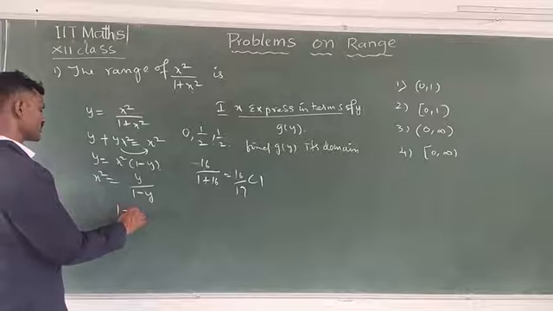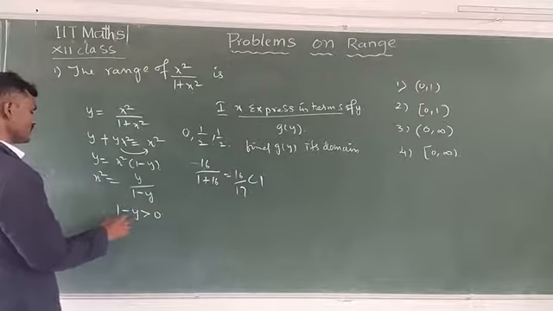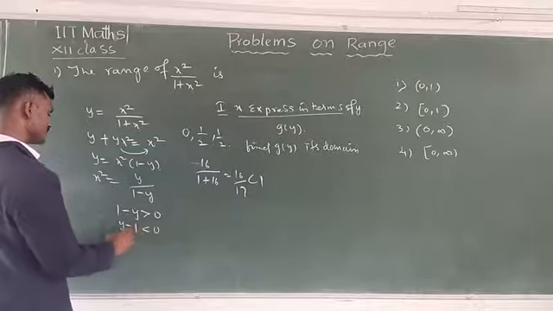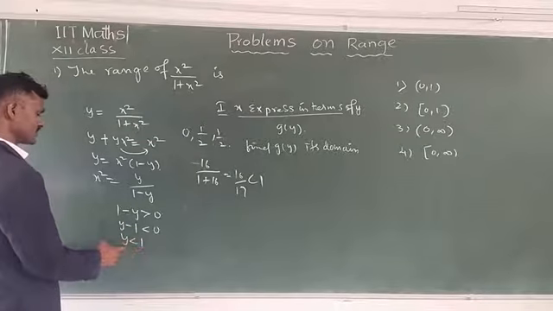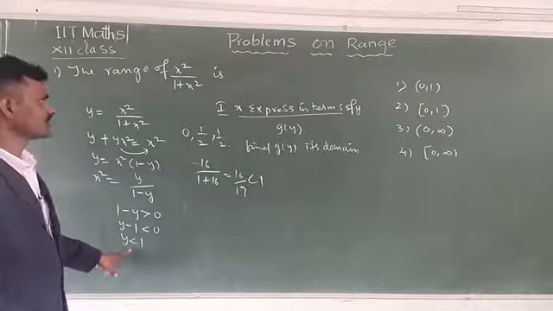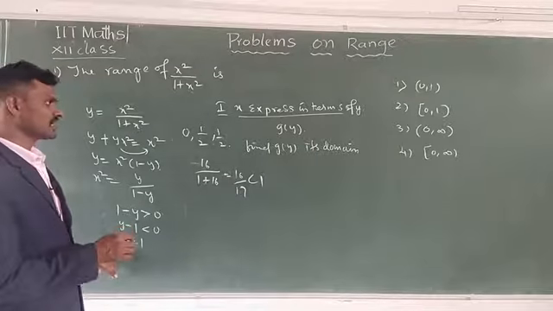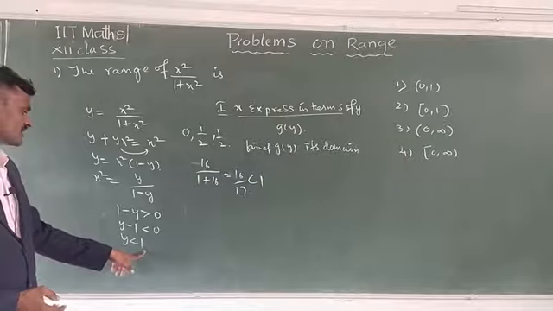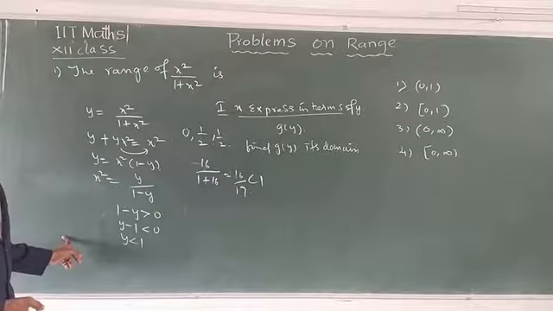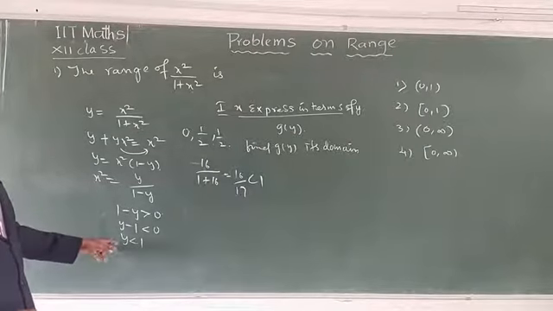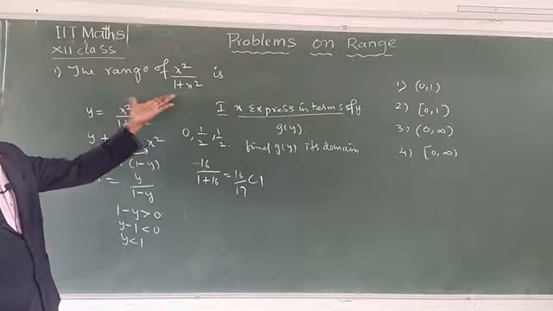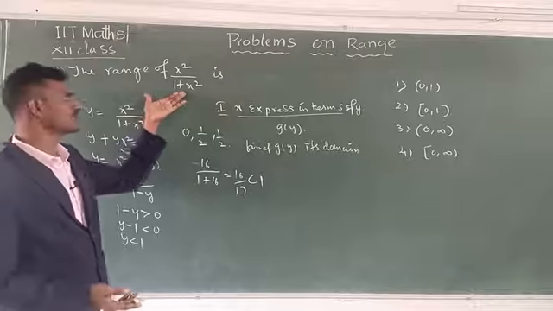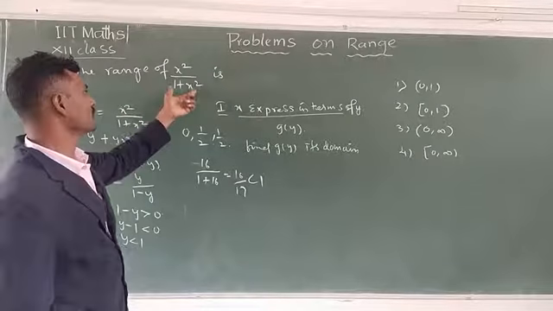Then 1 minus y is greater than 0, so y minus 1 is less than 0, y is less than 1. Y is less than 1 means up to which value do you take here? Clearly you can observe, normally you could take down to minus infinity, but negative output values are not possible here. Why? Because both are positive, that's why.